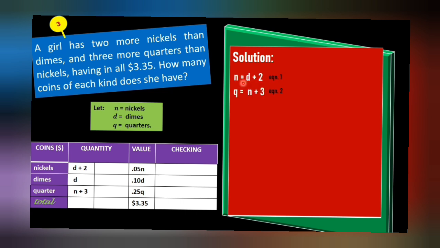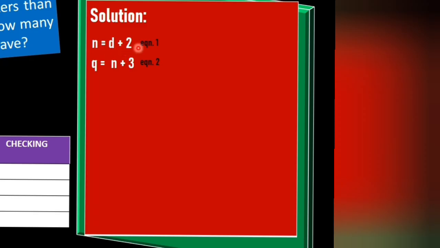Here's the equation. N equals D plus 2 is equation 1. Q equals N plus 3. This is equation 2. So substitute equation 1 into equation 2. So what is N? D plus 2. So we have here Q equals D plus 2 plus 3. So the final equation of Q is equal to D plus 5.